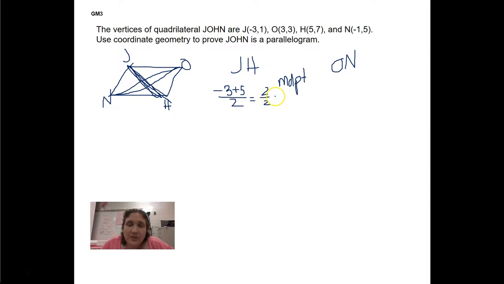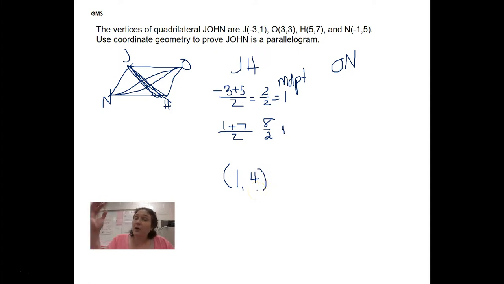gives us 2 divided by 2, which gives us 1. So our first x coordinate is 1. Do the same thing for the y's. Our y is 1 for J. Our y is 7 for H. 8 divided by 2 reduces to 4. So we got 1, 4.